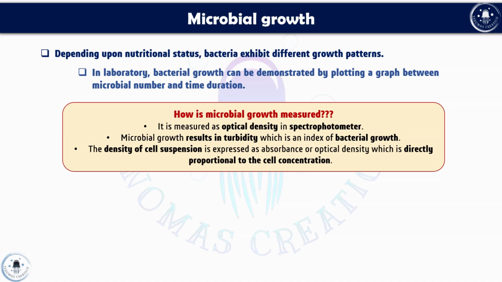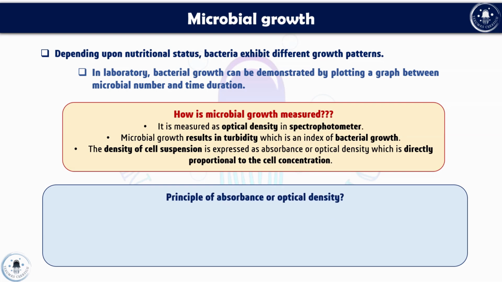Now, the density of this suspension can be measured in a spectrophotometer as absorbance or optical density. Why? Because this is directly proportional to the cell concentration. Okay, so the amount of turbidity can detect the number of cells present in the bacterial culture. Okay, it will not detect the exact cell concentration, but it will detect a somewhat approximate cell concentration. Okay, so this is how the microbial growth is measured.